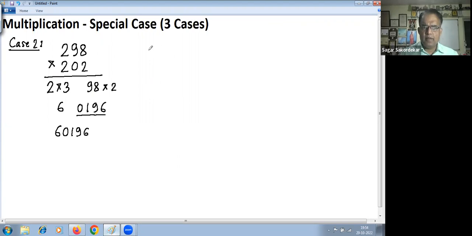Anybody wants me to repeat, just say first. Otherwise, if you don't have doubt, try this. 309 multiplied by 391. 9 plus 91 is 100 and 3 is common here, so it satisfies that.